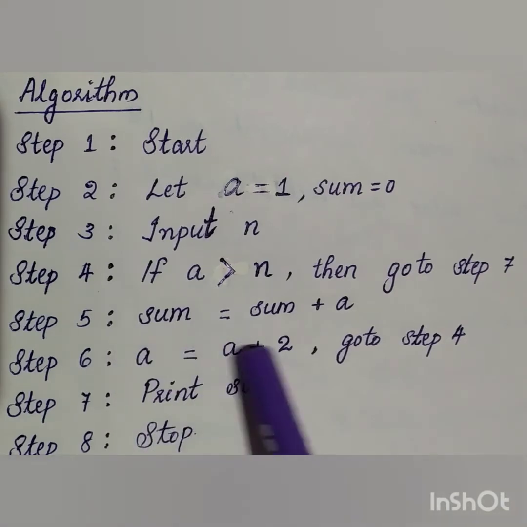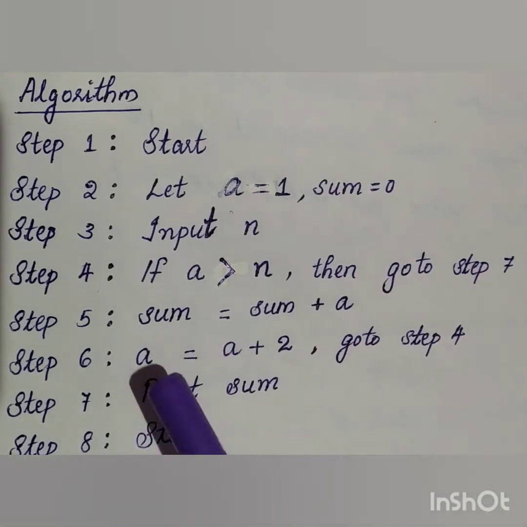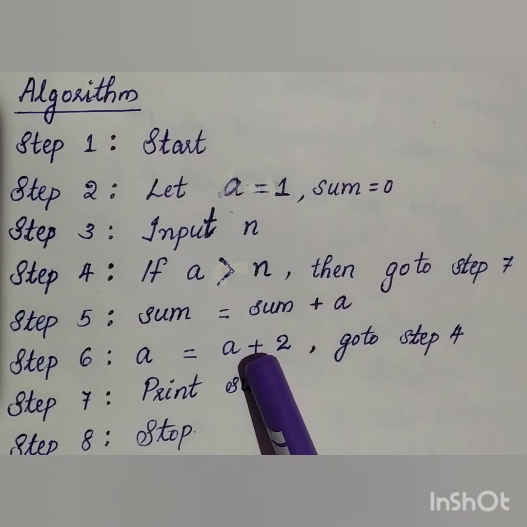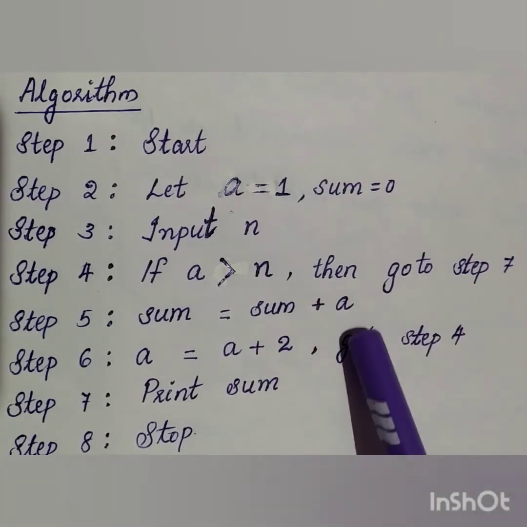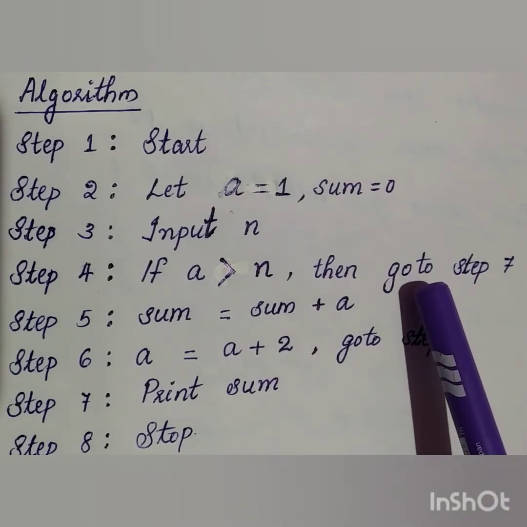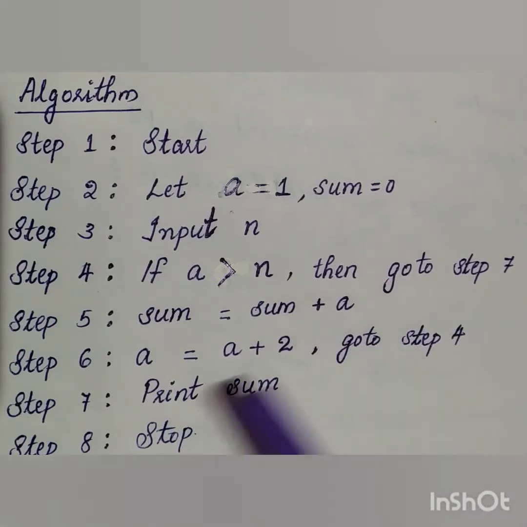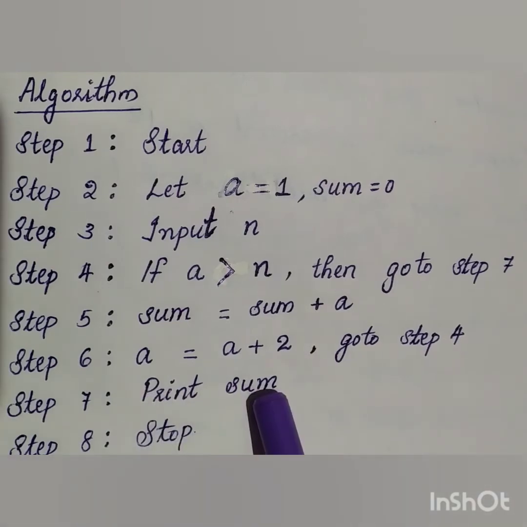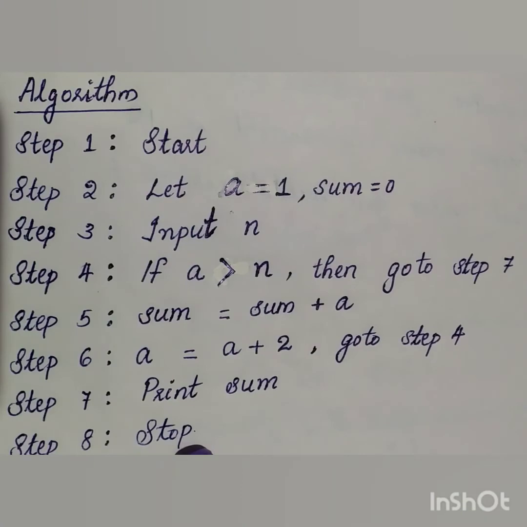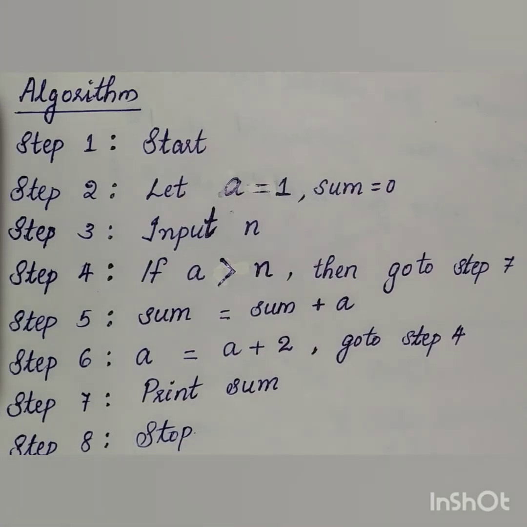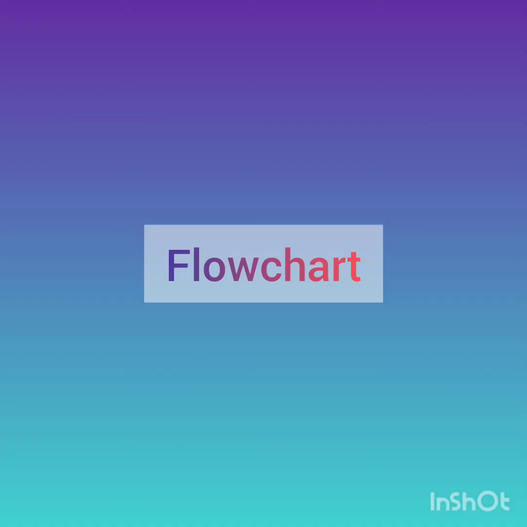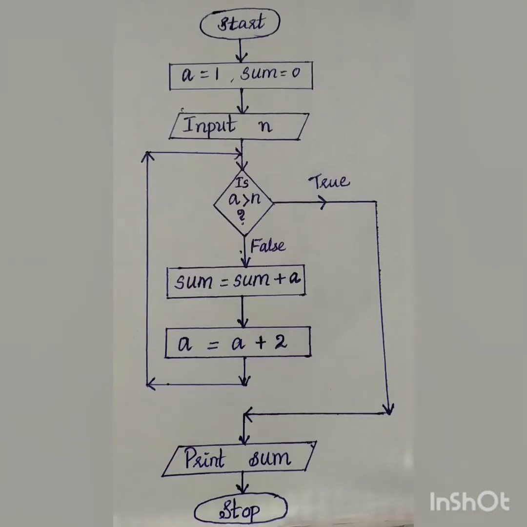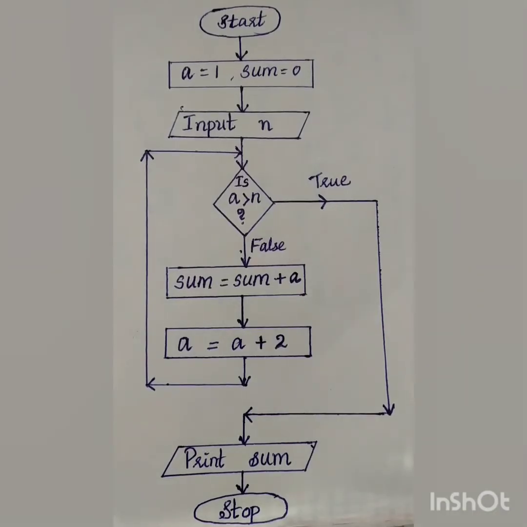Then a equal to a plus 2, again it's a calculation or processing, so it is also written in a rectangle. Go to statements are drawn using arrows. Then the printing statement should use a parallelogram. The stop instruction must use an oval shape. Let's look at this flow chart to find out the sum of odd numbers from 1 to n.